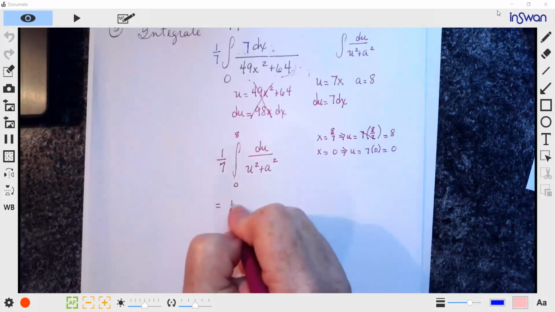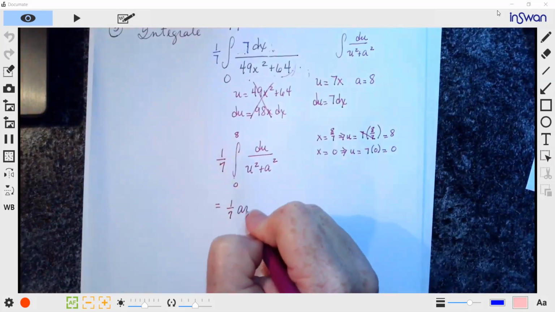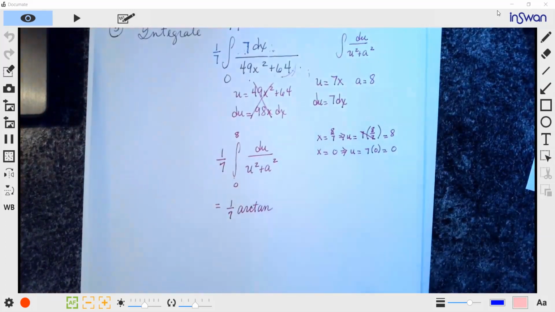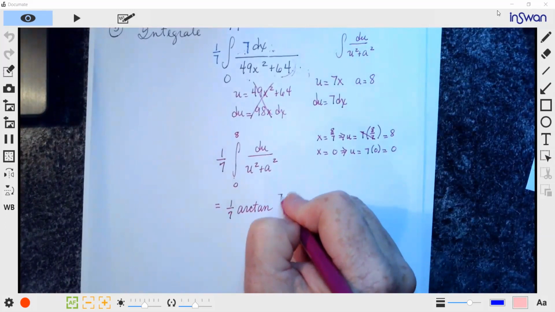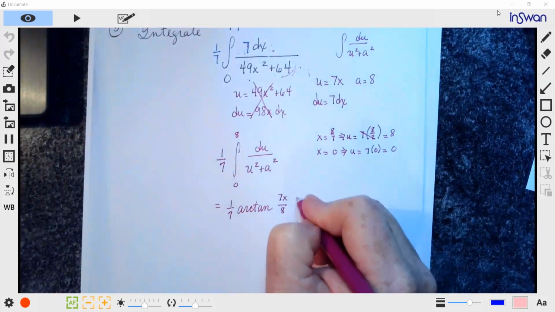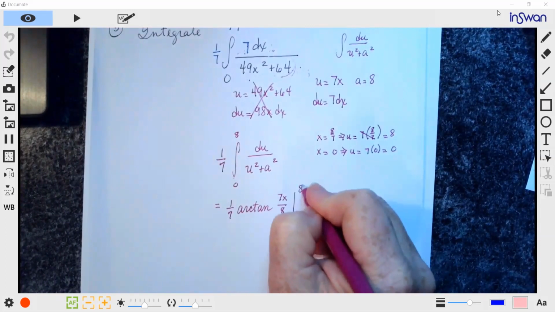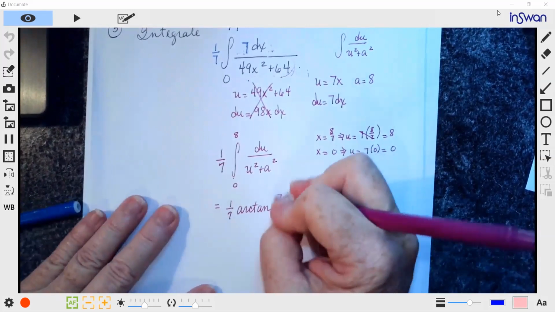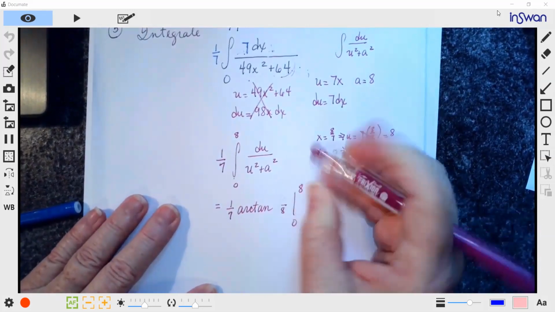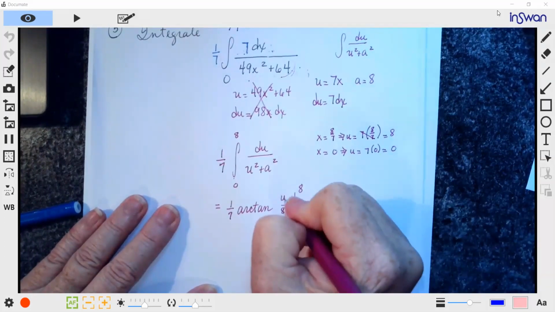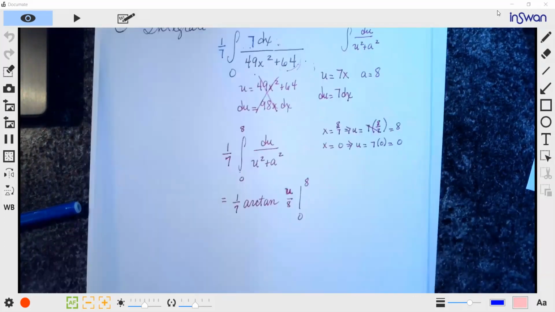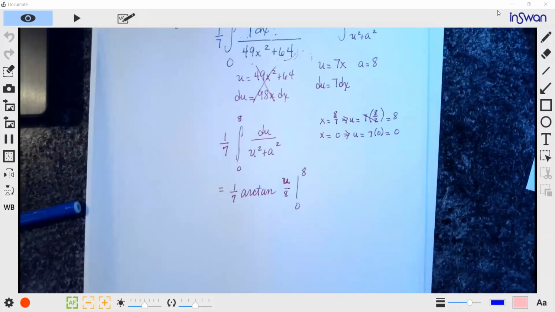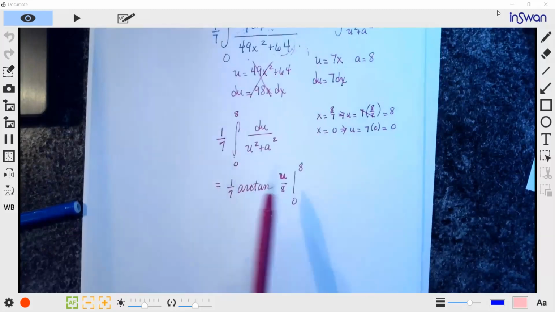And we will have 1/7 arctan, or tan inverse, whichever you prefer, of u over a will be 7x over 8 from 0 to 8. Oh, dadgummit, I changed my limits, didn't I? U over 8. Did I mention I usually do it the other way? Okay, since I changed my limits to u limits, I don't back substitute what u was in terms of x.